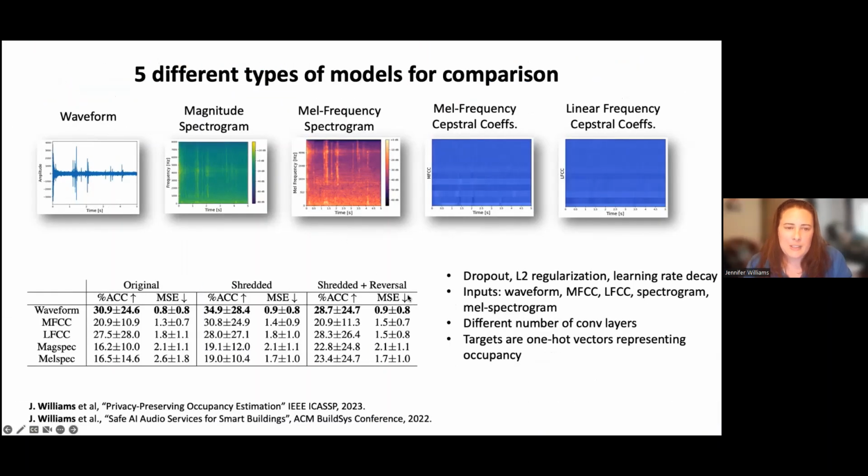We did this with 5 different types of models. So we had one that was just the raw waveform. We also used the magnitude spectrogram, mel frequency spectrogram, MFCCs, and LFCCs. We trained CNNs. The parameters are on the right. We had a different number of convolutional layers.